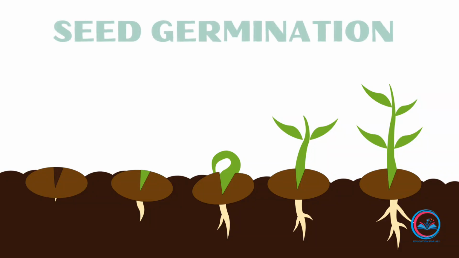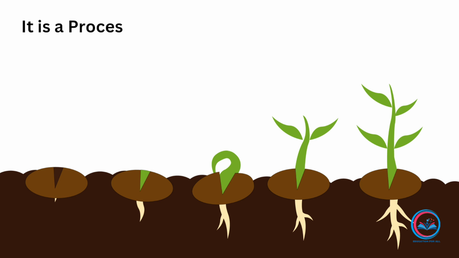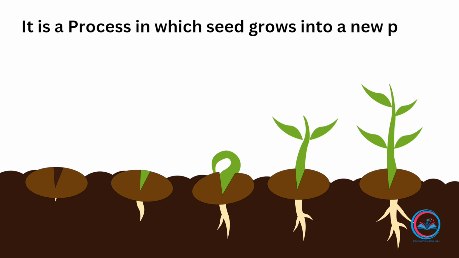Hi students, let's see the detail about the very important life cycle of a plant, also called seed germination. As we all know, a new plant comes from a small seed. So basically, the process in which a seed changes or grows into a new plant is called germination of seed.